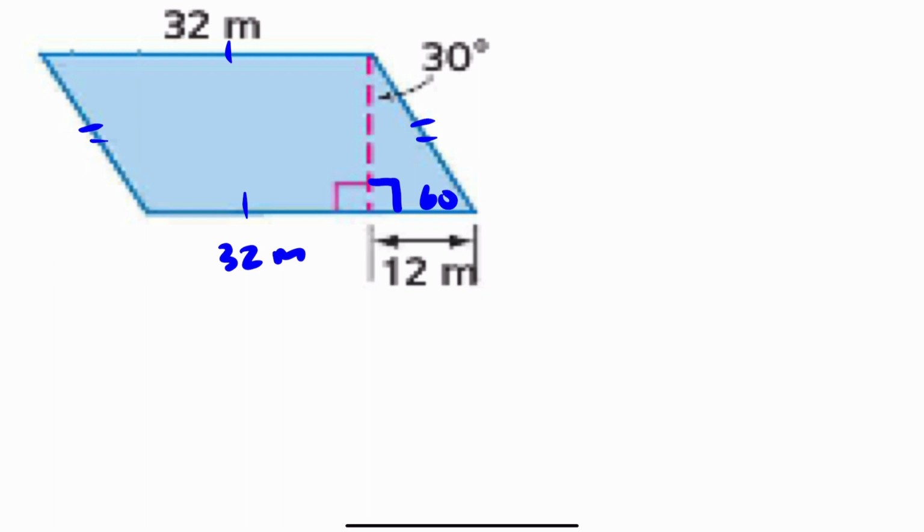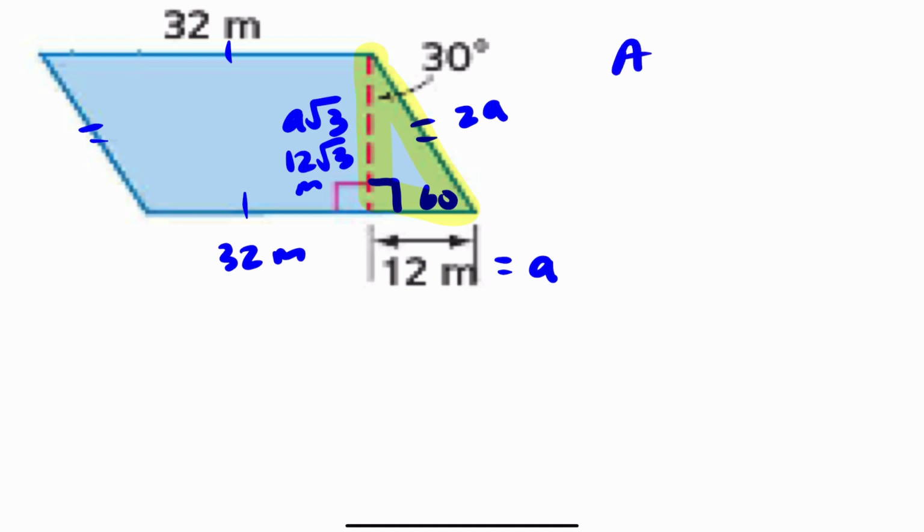So I can say that across from 30 degrees, this right triangle here is A. Across from 60 degrees, this side here is A root 3. And since it's across from 90 degrees, this side has to be 2A. So then I know that A is 12. That means that this side length here is 12 root 3 meters. Okay, so the height of the parallelogram here is 12 root 3.